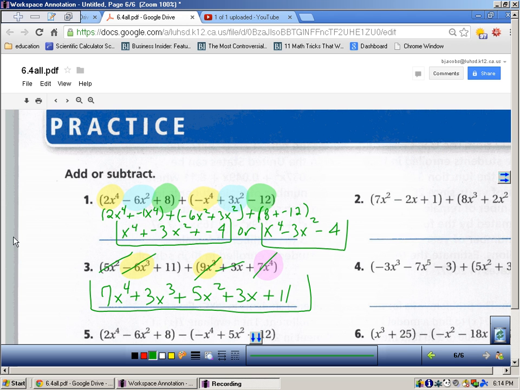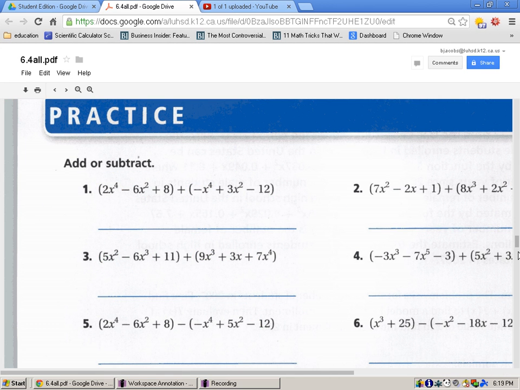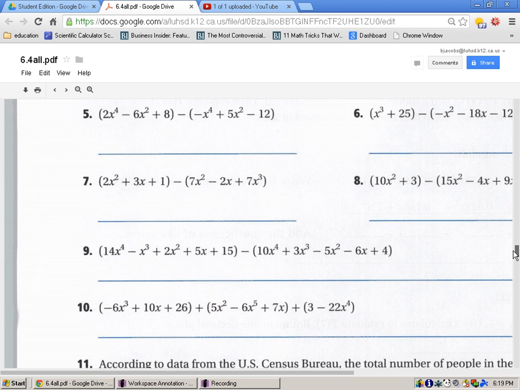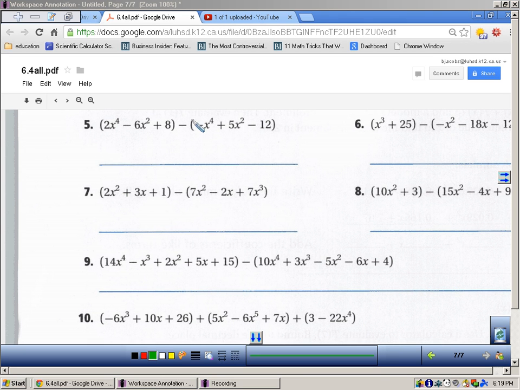Number 5. Give myself some room. Okay. Now number 5, we're going to have to distribute. So I'm going to distribute now. It becomes a positive sign, and all of these change to their opposite sign. So this becomes, instead of negative 4x, positive x to the fourth. That's what I meant to say. This is negative 5x squared, and this is positive 12. Okay? So now I'm going to group using my highlighter.